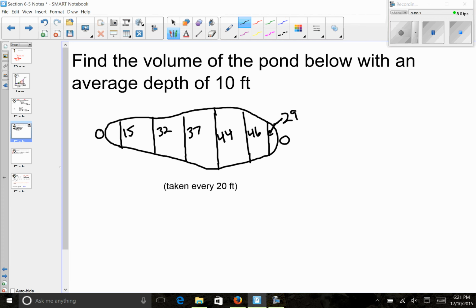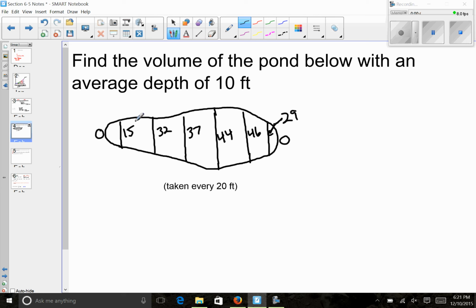If we want to find the volume, the idea of it is very much like finding the volume of a prism, where if we can find the area of the base, this shape, and multiply by the height, the 10-foot depth, that will give us the volume of this pond.